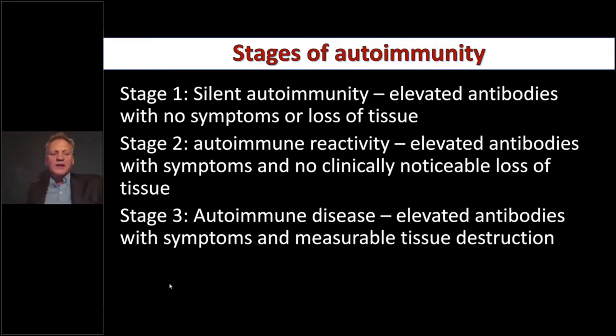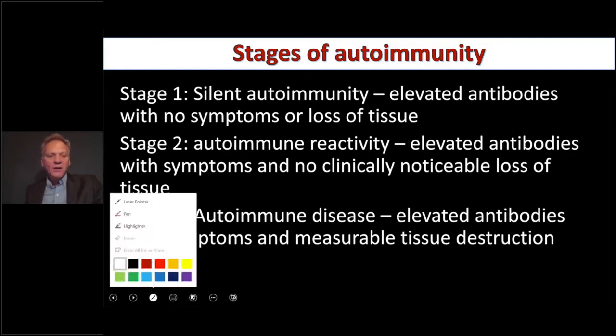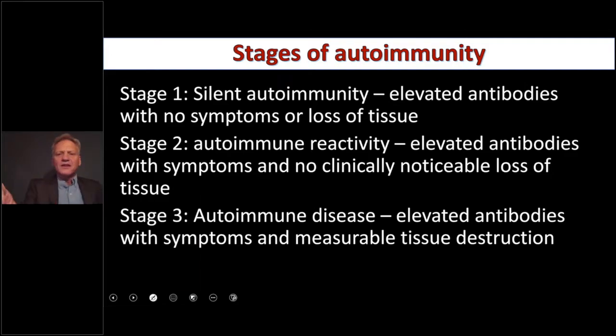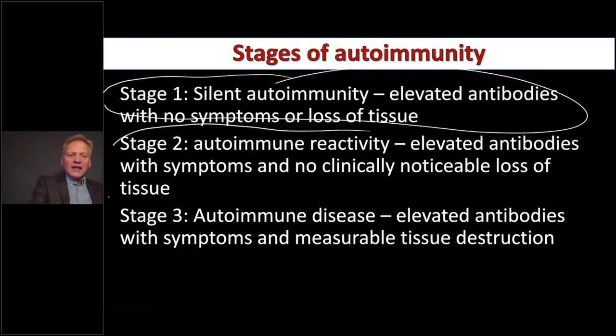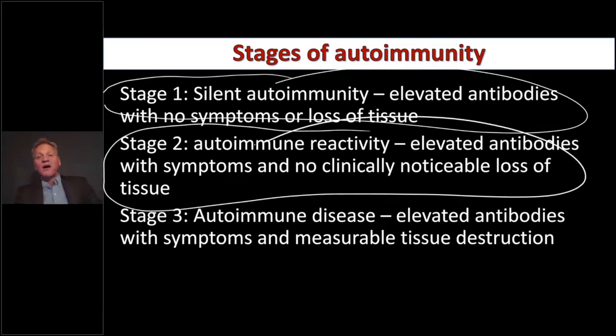All right, so there are 3 types, or 3 stages, of what we call autoimmune. The first is what we call silent autoimmunity. You have elevated antibodies, but there are no real symptoms or loss of tissue. The second one is where a lot of people come to see us. Well, they can see us at the first stage too. Sometimes we just don't know it, and if we don't check, we don't see it. But anyway, autoimmune reactivity: elevated antibodies with symptoms and no clinically noticeable loss of tissue.